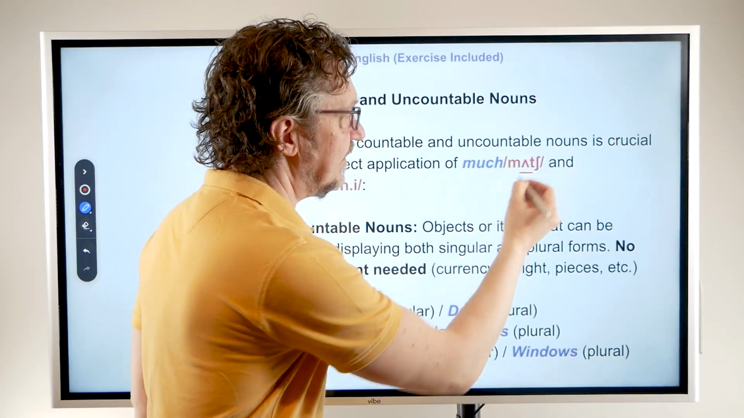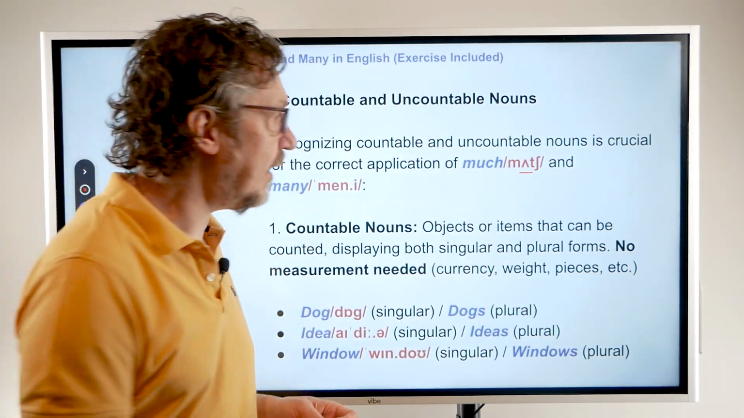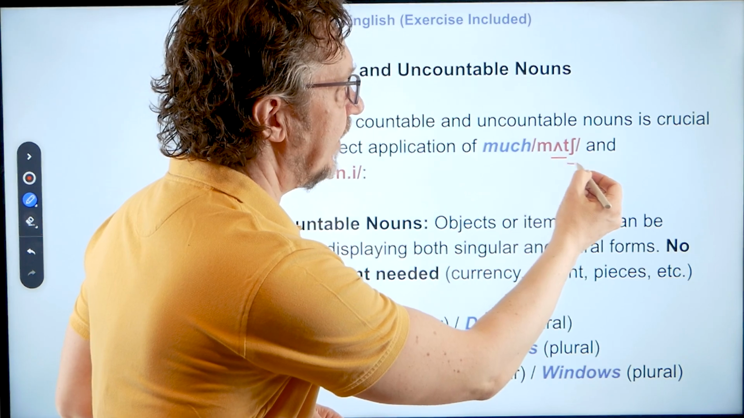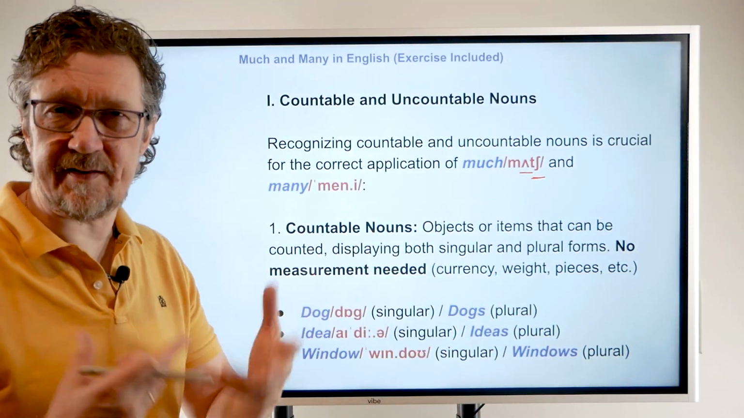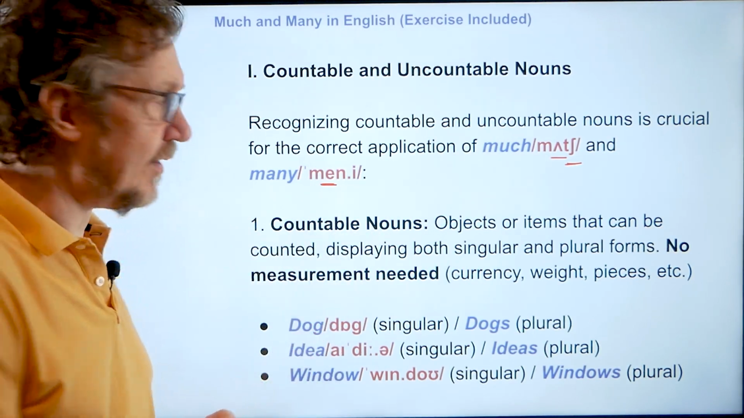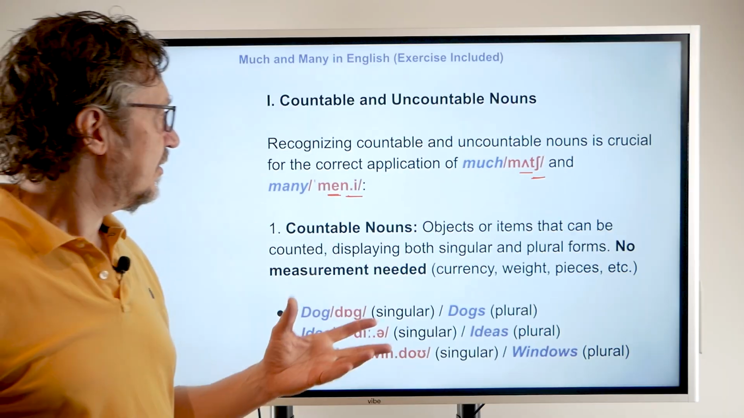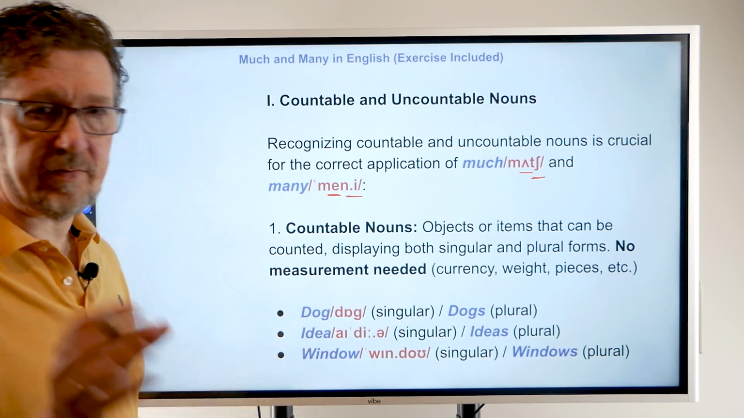Much. It's a very strong sound, like up, an umbrella. Much. Then we have this ch sound at the end. Okay? Just make sure you practice a little bit to get it right. And many. Many. We've got this sound and this short e sound at the end. Much and many.